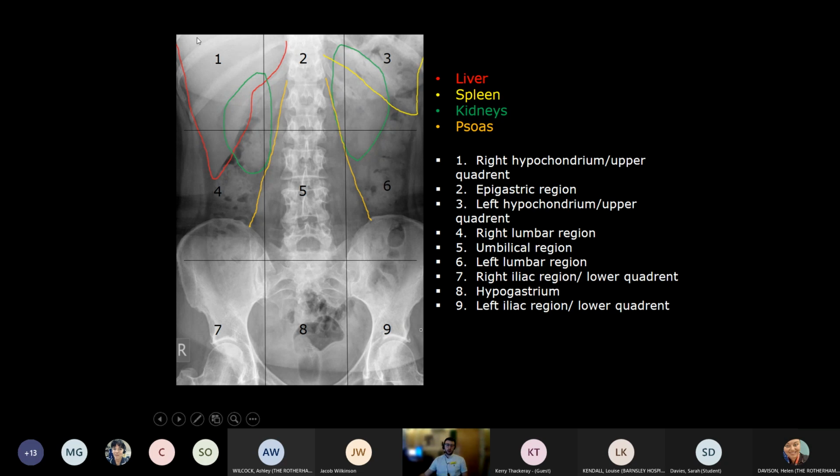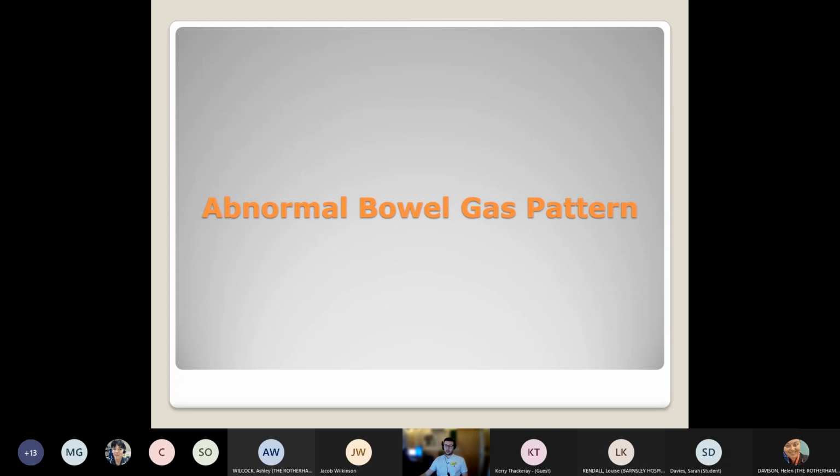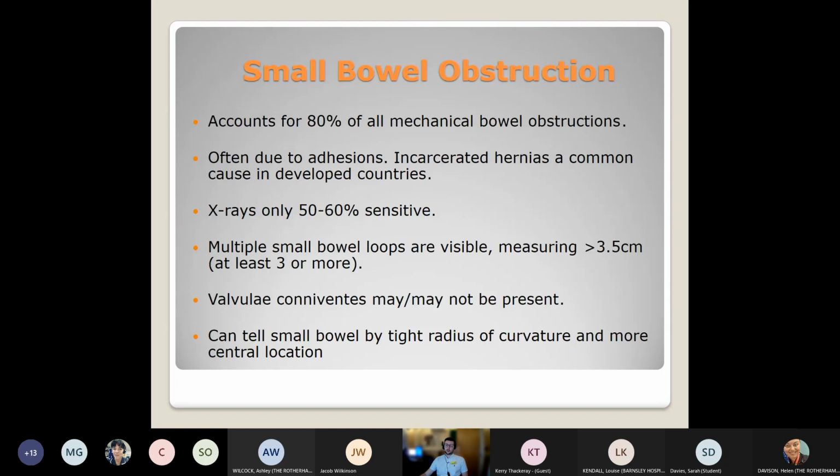So as I've said, often you can see the outline of some of the main organs. So kidneys sit here. Left kidney is usually higher than the right kidney because the liver pushes it down. Should be roughly the same size. You can often see the outline of the liver and sometimes the spleen as well. And the straight psoas muscles coming down here as well. So we'll go on to bowel gas patterns and what pathology we can see.